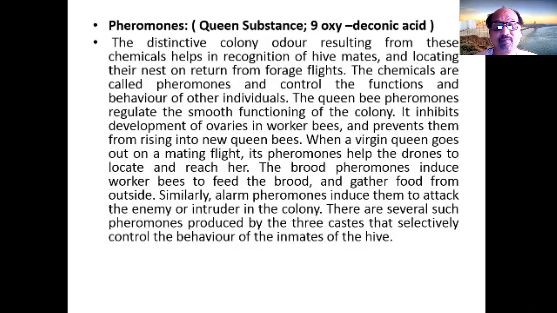The brood pheromones induce the worker bees to feed the brood and gather food from the outside. Similarly, alarm pheromone induces them to attack the enemy or intruder in the colony. Another pheromone is the alarm pheromone, which is released by the worker. Once they get a message from the other side that someone is attacking, at that time the alarm goes to each one. A danger situation is there, alarming each other. So there are several such pheromones produced by the three castes, and they selectively control the behavior of the inmates of the hive.